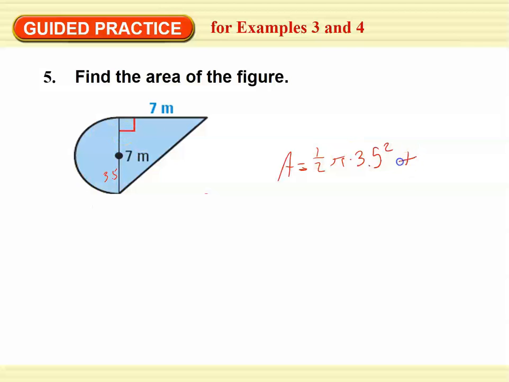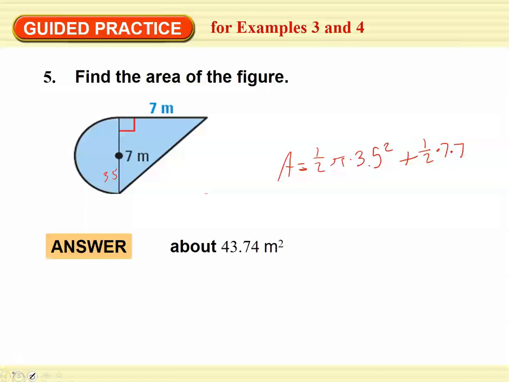And I'm going to add to that the area of my triangle. So that's going back a couple sections. Half of base, which is 7, times height, which is 7. Type that into your calculator. And you get about 43.74 meters squared.